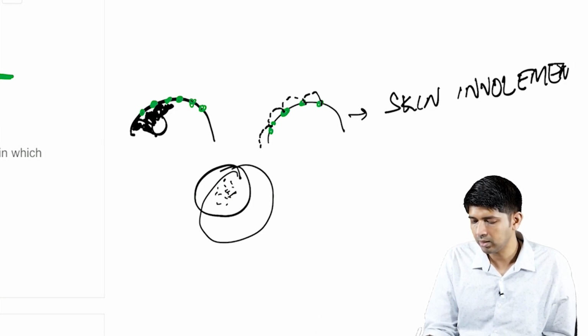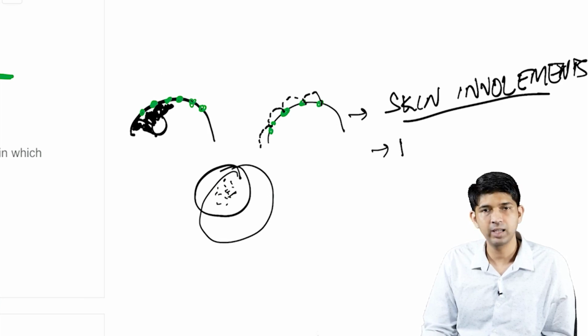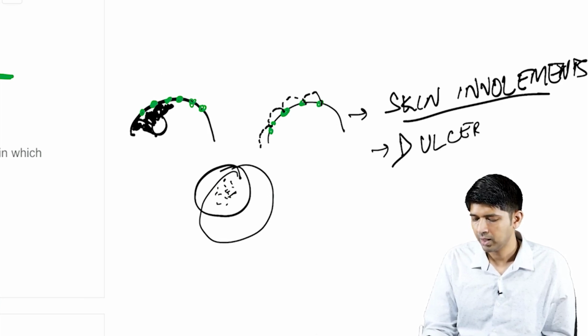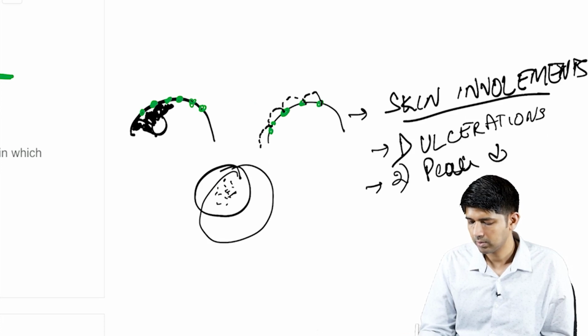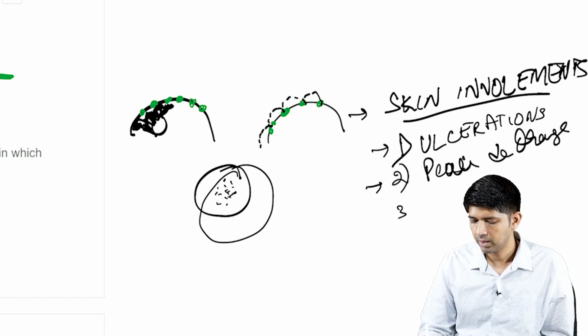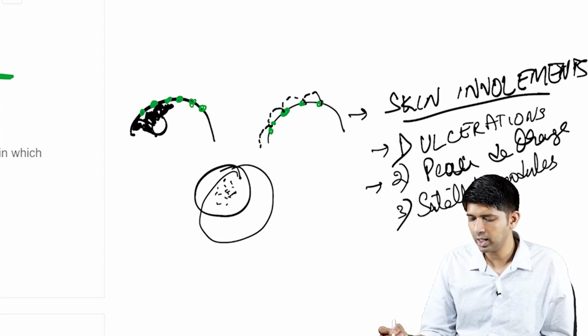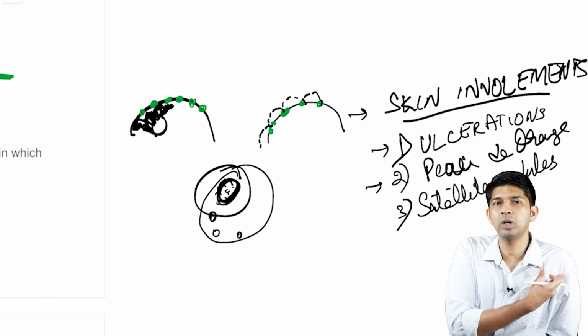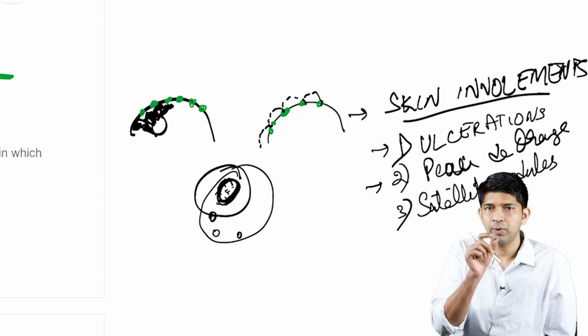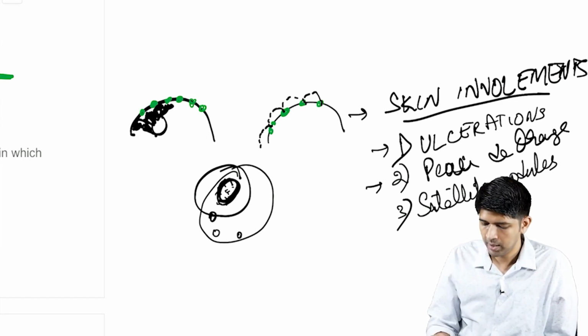So what are the other skin involvement? First is ulceration. We know ulceration is pretty straightforward. If you have ulceration, that means it has already gone to the skin. Second is peau d'orange. Third is satellite nodules. So these are the only three conditions where you're going to say the skin is involved. Satellite nodules basically means it has infiltrated the skin, and from here it has started traveling along the skin to a local region of spread like the lymphatics. So if you find hard nodules in the skin, they are satellite nodules.